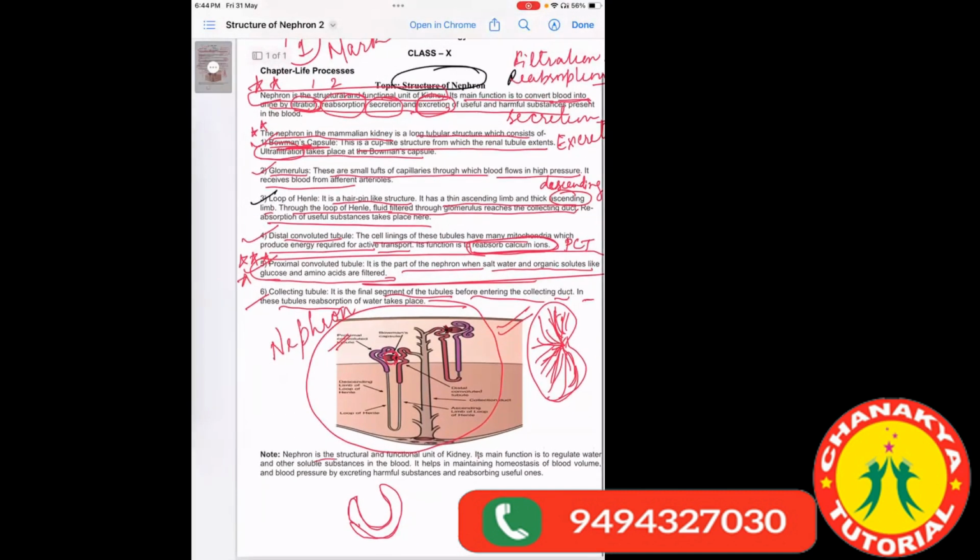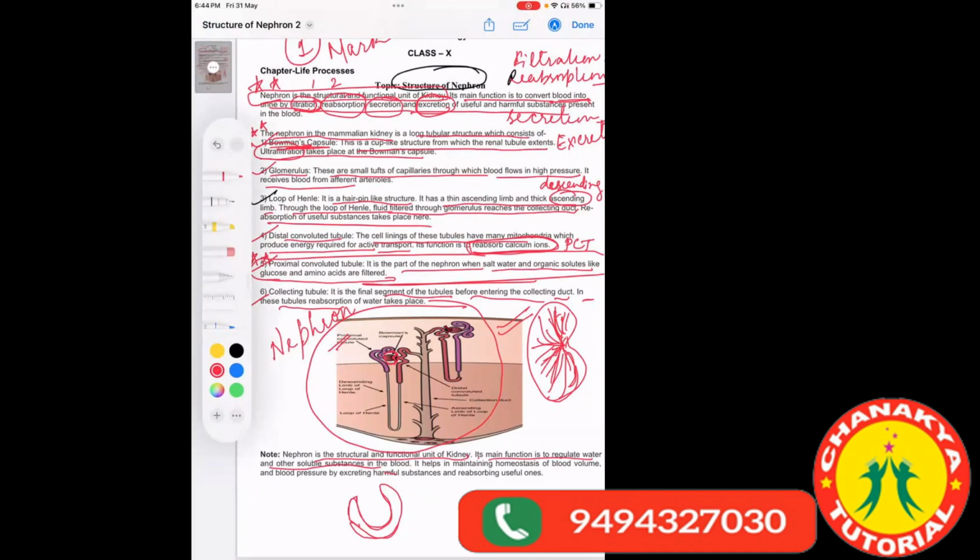So the nephron is the structural and functional unit of the kidney. Its main function is to regulate water and other soluble substances in the blood. So they will be regulating the water in our body as well as other substances like sodium, chloride, then potassium. These all will be maintained by the nephron. It helps in maintaining the homeostasis of blood volume and blood pressure by excreting harmful substances and reabsorbing the useful ones.